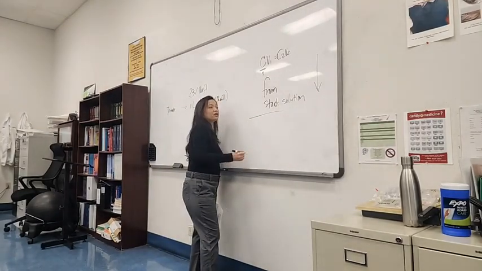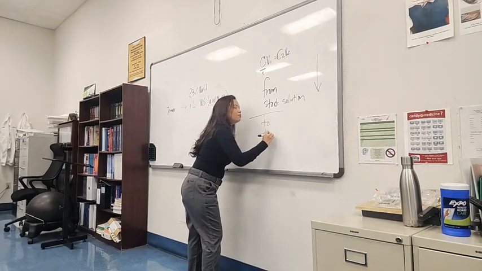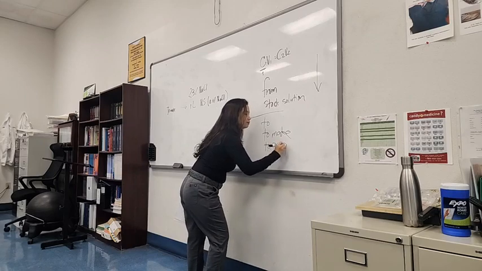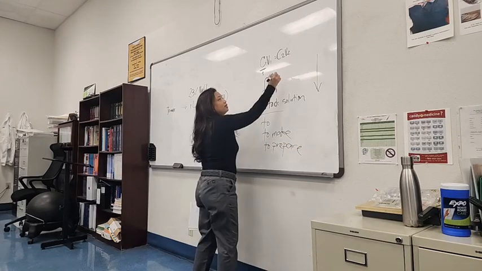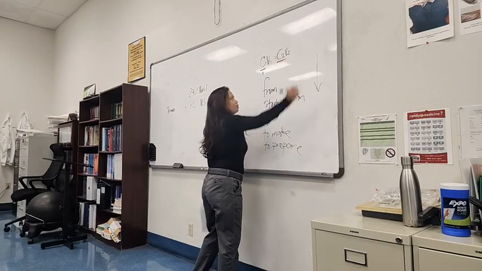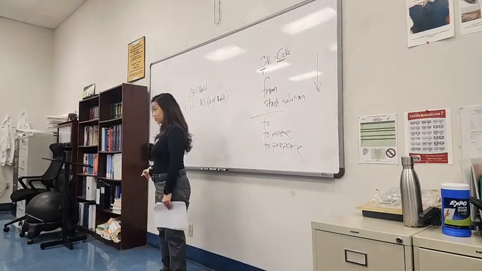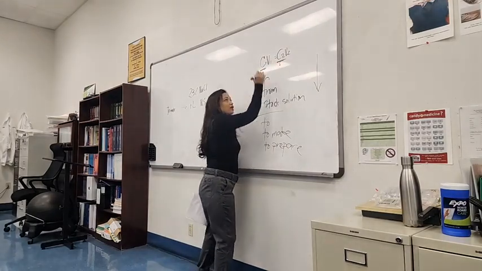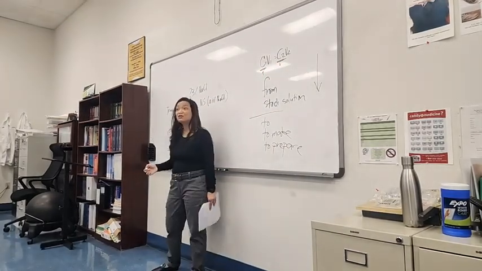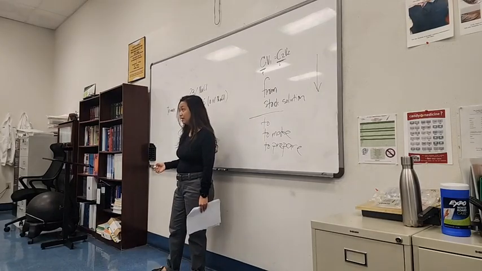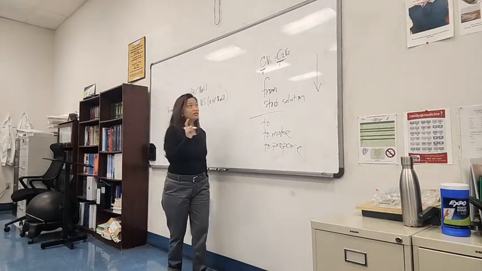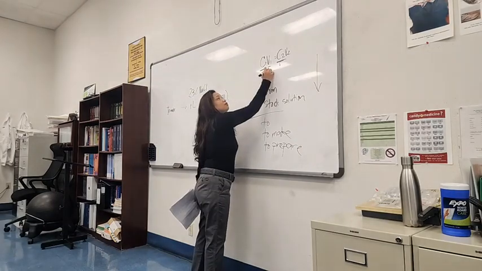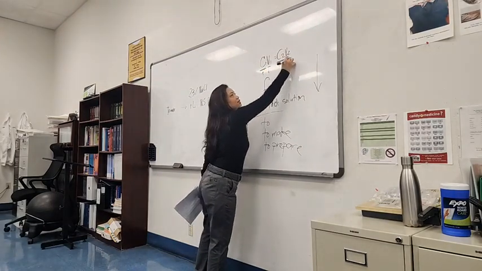When you see the words to make, to prepare, that is your C2 and your V2. When it's strength, it's C2. And C2 is lower than your C1 because it's a dilution problem. Correct? But you will notice that your V1 will be less than your V2.